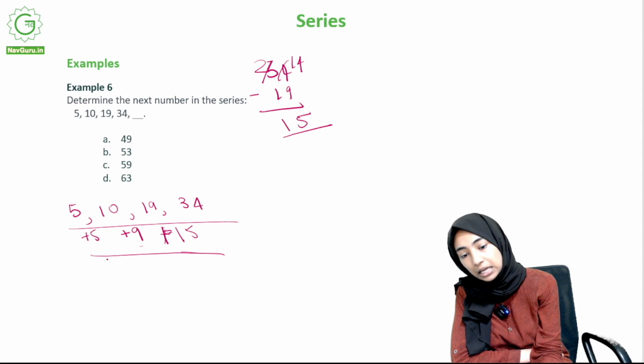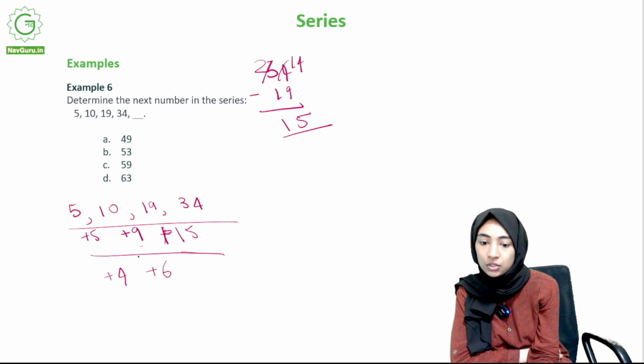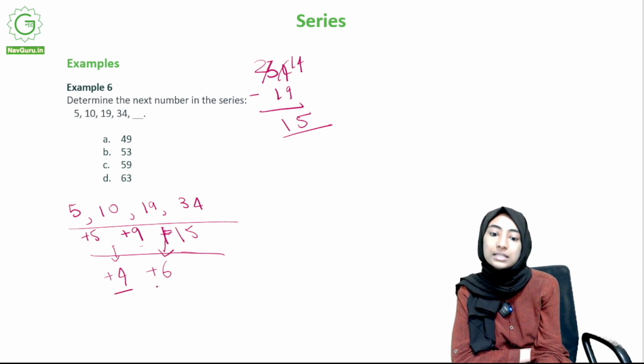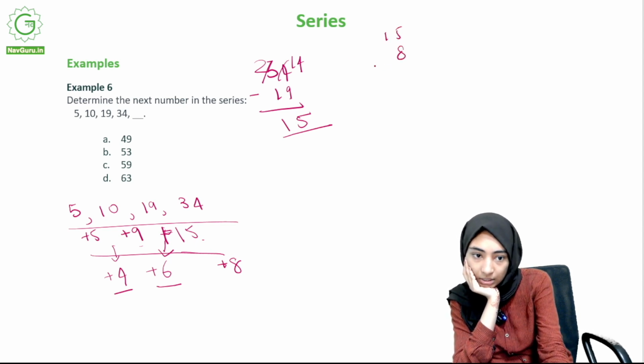It could be here, see, 5 plus 4 is 9, right? But how do you get 15 from 9? 9 plus 6 is 15, right? So here, if you look at what is being added to these numbers, it is 4, 6. So then you can guess that the next number that is added would be 8. Let's see. If we add 8 here, what is 15 plus 8? 15 plus 8 is 23.